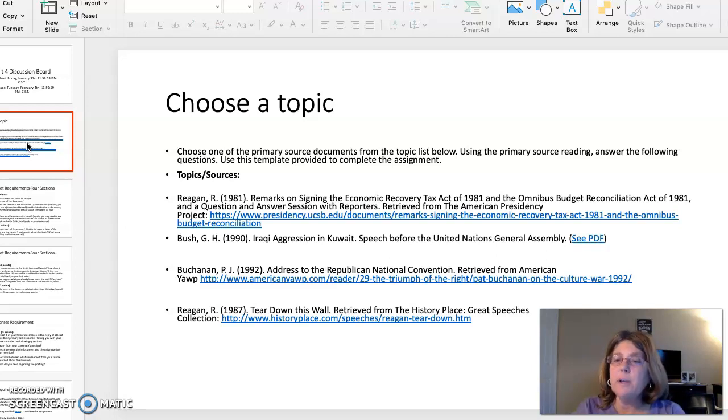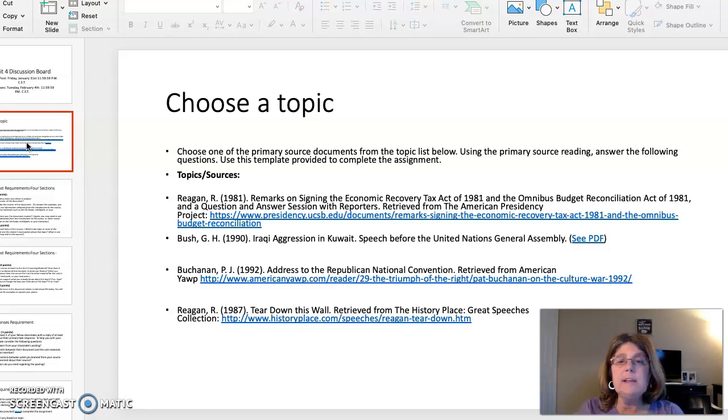The second topic you can choose from is the first Gulf War. It's George H.W. Bush's speech that he gave in October of 1990 in front of the United Nations General Assembly regarding Iraqi aggression in Kuwait. So that is interesting as well. These are 4 interesting topics. You just need to choose the topic that interests you the most. There's a ton of research information out there on any of these topics.